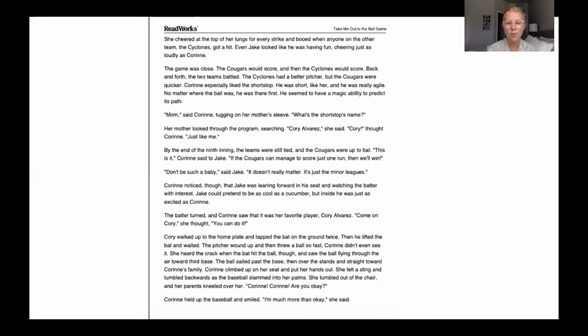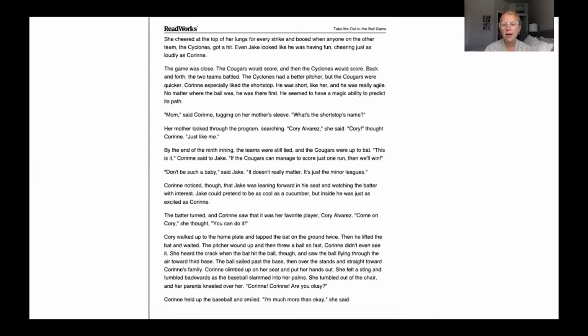Corey walked up to the home plate and tapped the bat on the ground twice. Then he lifted the bat and waited. The pitcher wound up and threw a ball so fast Corinne didn't even see it. She heard the crack when the bat hit the ball, though, and saw the ball flying through the air toward third base. The ball sailed past the base, then over the stands and straight toward Corinne's family.